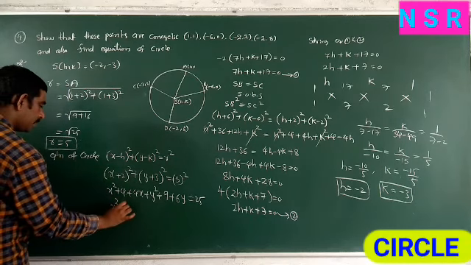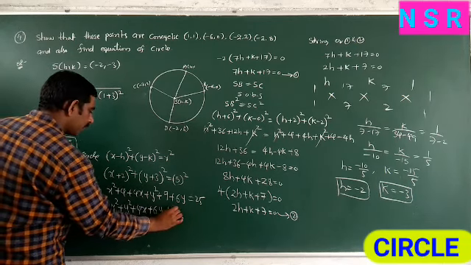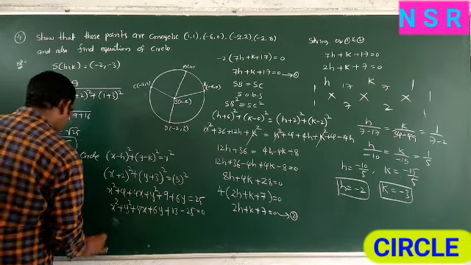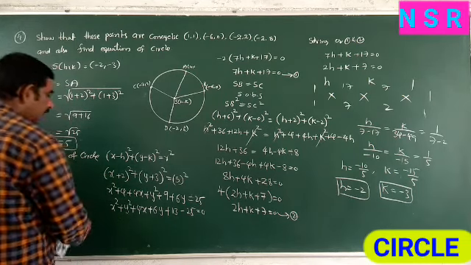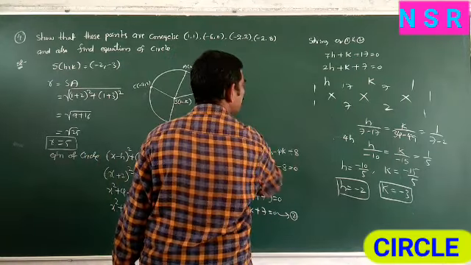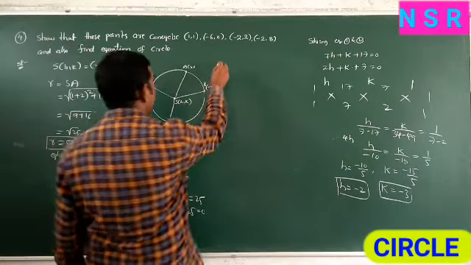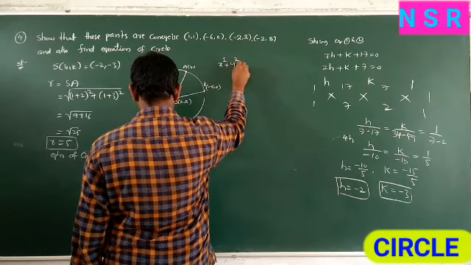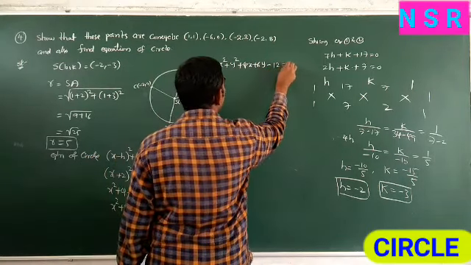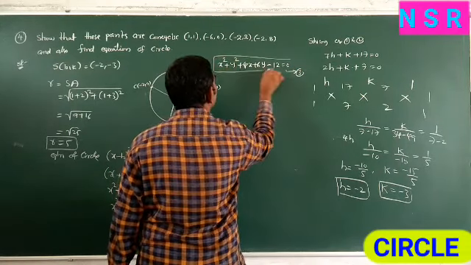Now x square plus y square plus 4x plus 6y, 9 plus 4 is 13, minus 25 equal to 0. So we get the circle equation: x square plus y square plus 4x plus 6y minus 12 equal to 0. Take it as equation number 3. So we get the circle equation.